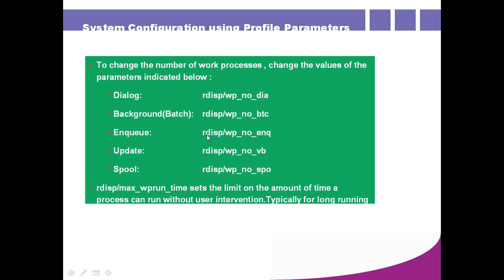See, all these parameters are the same except the last word. If it is dia, this is for dialog work process. If it is BTC, this is for background. If it is ENQ, it is for enqueue. If it is VB, it is update. If it is spool, it is SP. Can you grab the screen, please? We need to learn these parameters by heart, like our transaction codes.